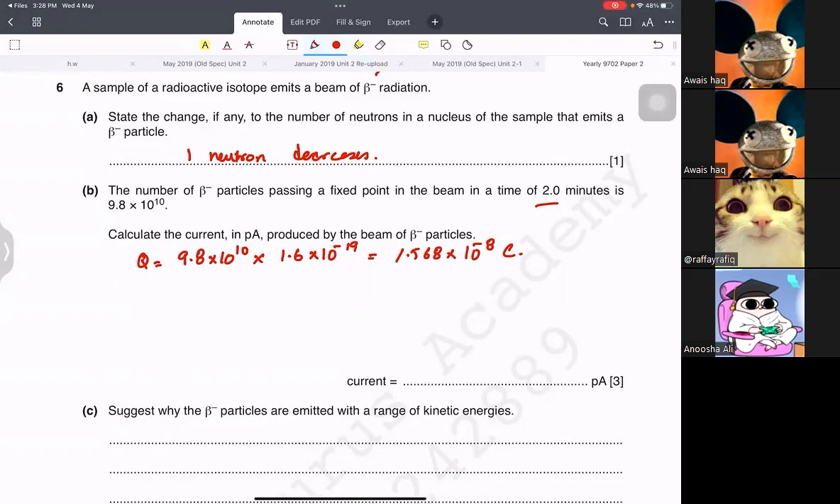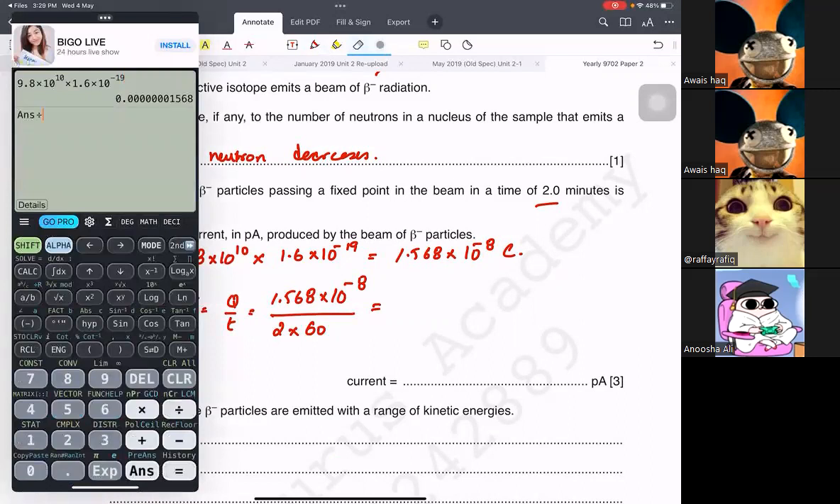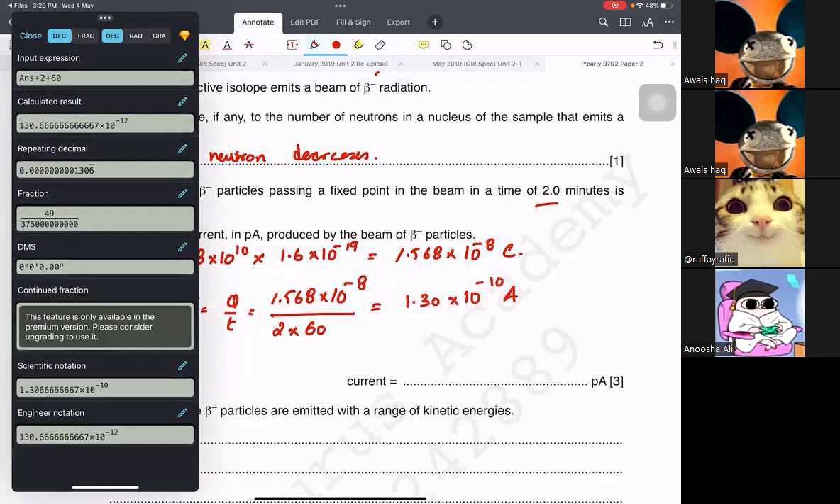So now we have the total charge. Current is charge upon time. 1.568 times 10 raised to minus 8, and time is 2, so you have to change this. 2 times 60, because it's in minutes, right? So luckily we have this value already. So we are going to divide by 2, and we are going to divide by 60. So that is 1.30 times 10 raised to power minus 10 ampere. Let me check the details. Yes, it is. 1.3 times 10 raised to minus 10 amperes.